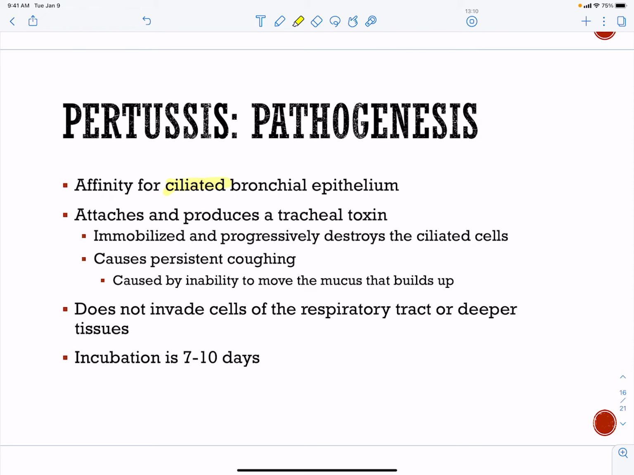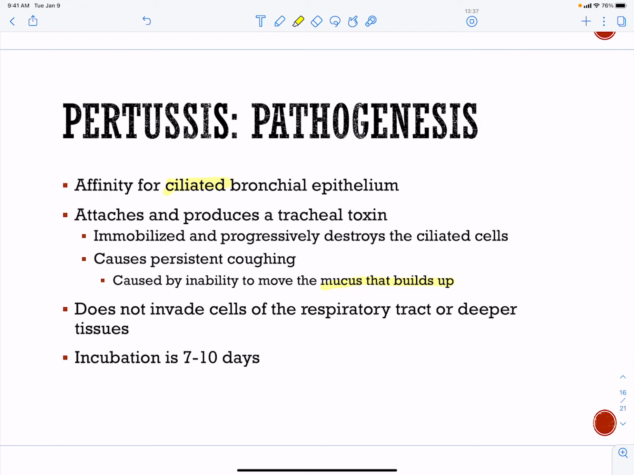It'll attach, it produces its toxin. The toxin is going to destroy the ciliated cells, and it's going to cause a persistent coughing. Mucus is going to build up. It's because the ciliated cells are what cause the mucus to get pushed up and you cough out the phlegm. Well, because this bacteria destroys those ciliated cells, the mucus is going to build up into the lungs, and that's going to be one of the major causes of your lung disease.